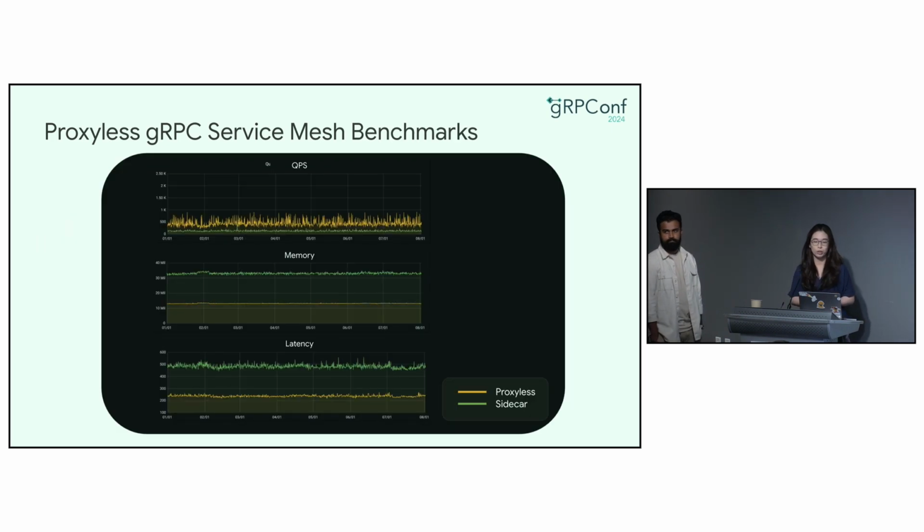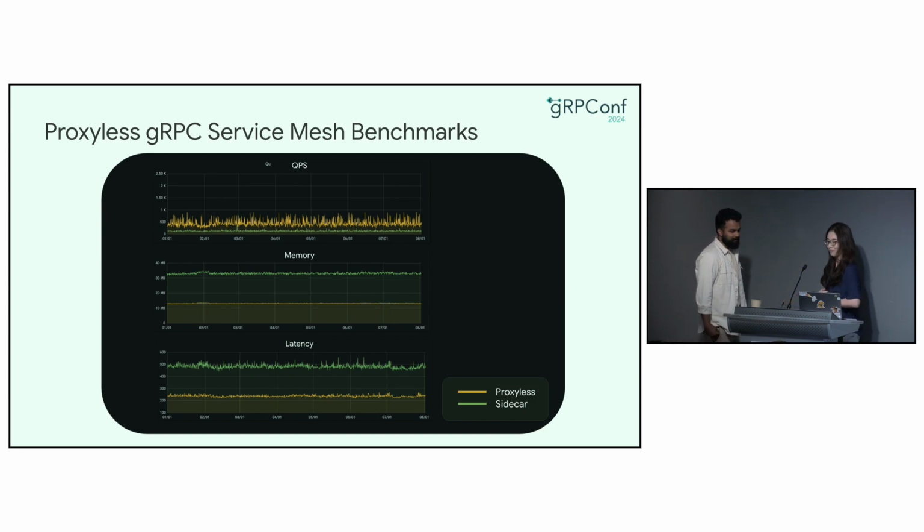So here we are showing the benchmark results of proxyless gRPC versus the sidecar proxy. Proxyless gRPC delivers a higher QPS, translating to cost savings through reduced infrastructure requirements. Proxyless gRPC also gives you lower memory usage and improved application responsiveness. So now let me hand it over to Arvind to show you how you can get started using proxyless gRPC.